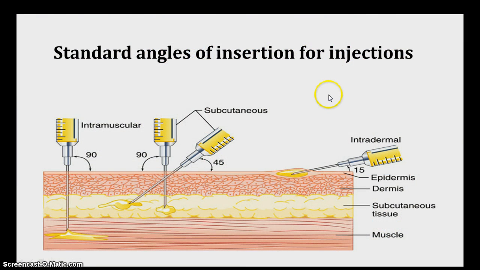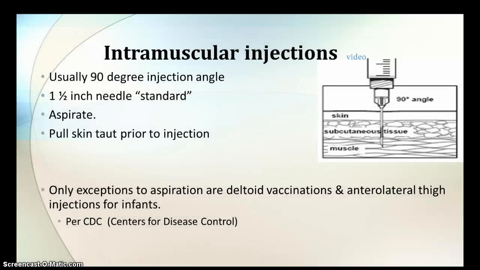The angles for insertions, you have this in your book. I just wanted to make sure that you're aware that intramuscular is 90. We must get down to the muscular layer. Subcutaneous can be either 90 or 45, and your intradermal is 15. I want you to familiarize yourself with the layers here that you need to be aware of, the epidermis, dermis, all the way down to the muscle. And you really need to understand what it is you're doing and where you're giving the medication. And your technique does make a difference.